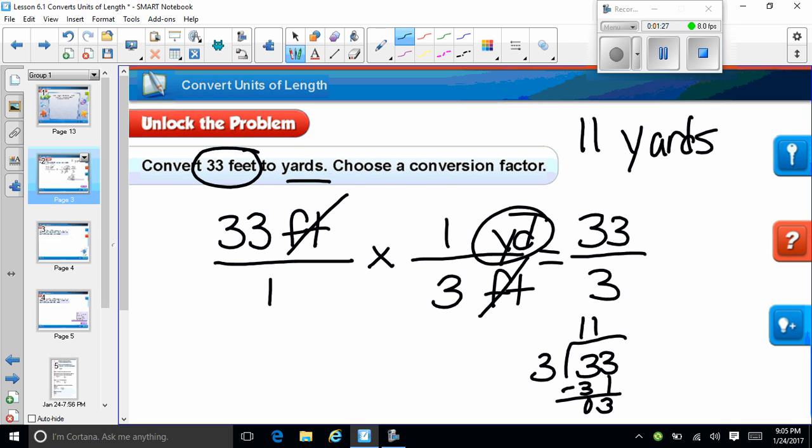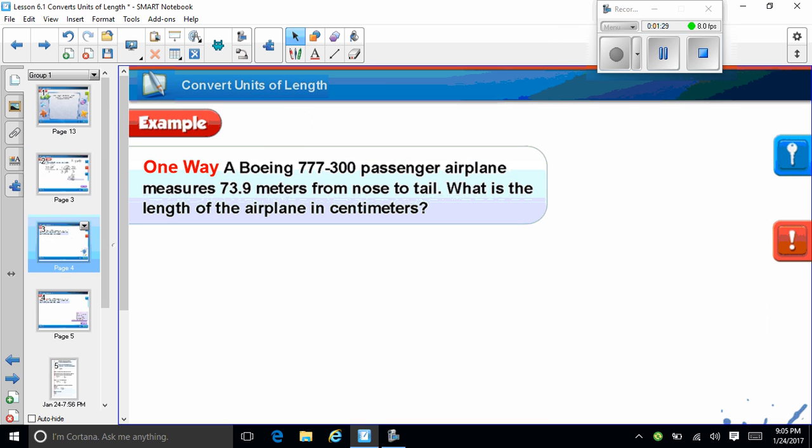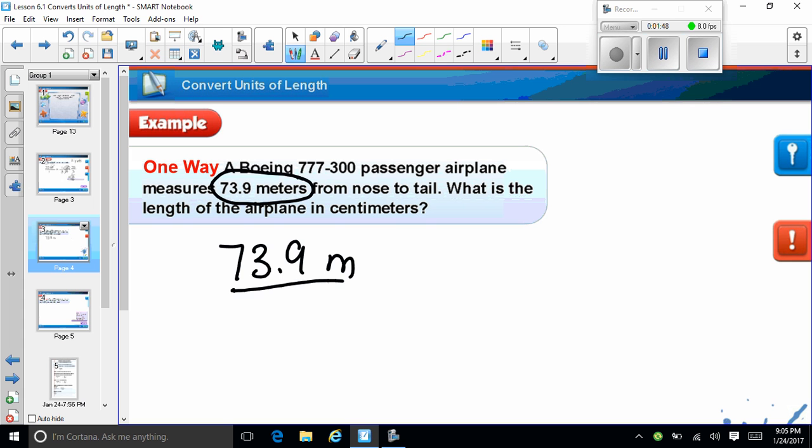All right, let's take a look at another one. A Boeing 777-300 passenger plane measures 73.9 meters from nose to tail. What is the length of the airplane in centimeters? Again, I'm going to look at my original measurement and write that over 1. I'm then going to multiply it by the fraction that I want to convert. So in this case, I'm having centimeters, and I originally started with meters.